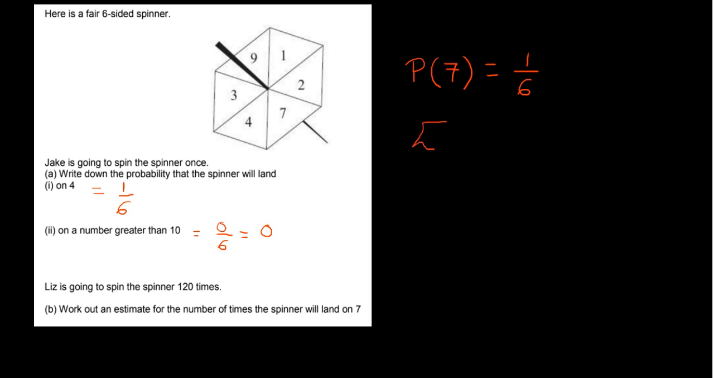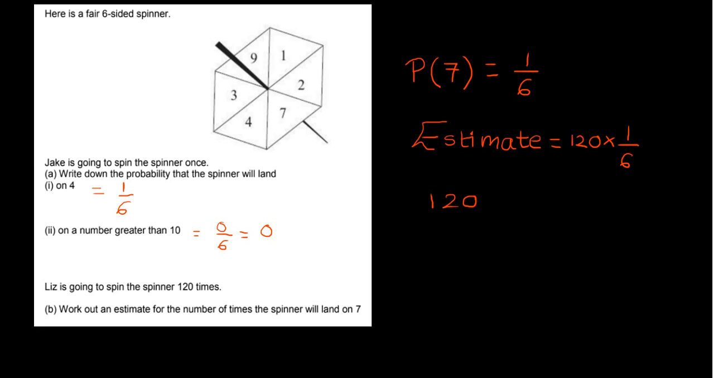what we're going to do is multiply the number of times we've repeated the experiment, or spun the spinner, which is 120 times, by the probability of getting a 7. So 120 times 1 over 6. So I'll do the working out below.